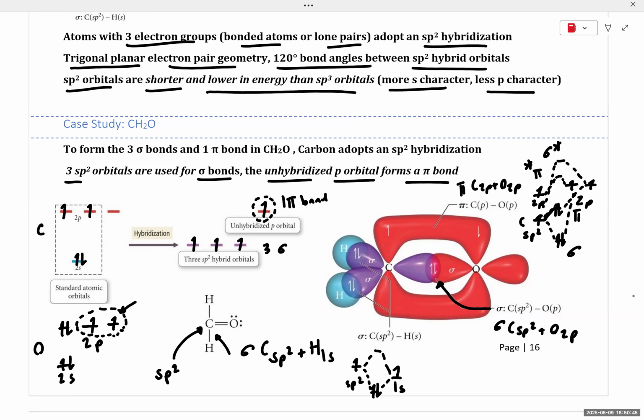So, key thing here, because this carbon has adopted an sp2 hybridization, it has a half-filled p orbital that it can use to form pi bonds. The sp2 hybridization has an impact on the geometry and the bond angles. And as we've discussed, because this central carbon is sp2 hybridized, this bond angle is going to be 120 degrees.